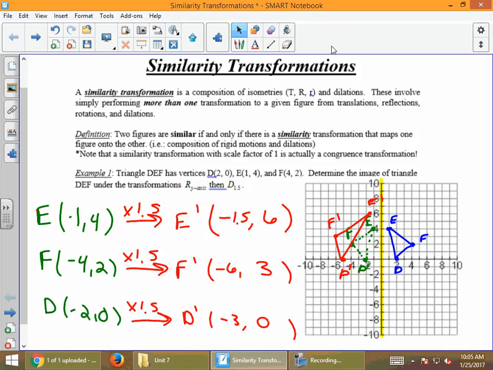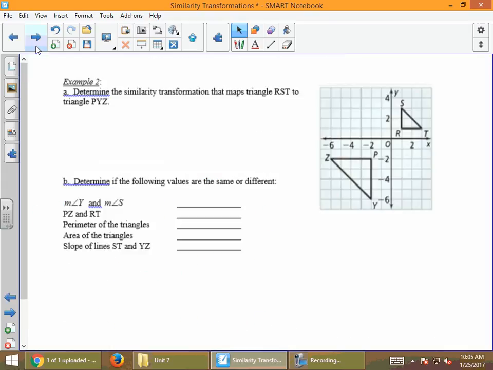Alright, take a look at the next one. All we're doing is what we did yesterday. We're going to match, and it's the reverse of it. So let's get moving here. So now we want to see, again, it's the reverse of what we did. Determine the similarity transformation that maps RST to triangle PYZ.